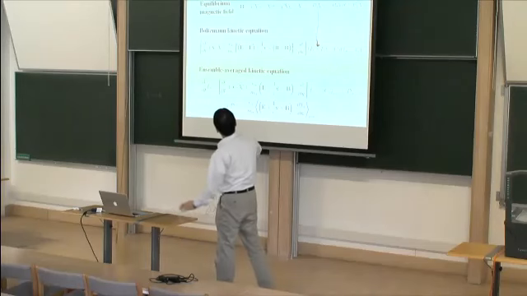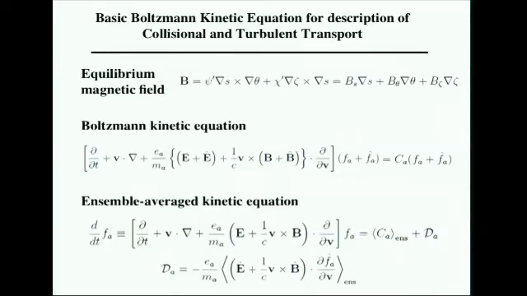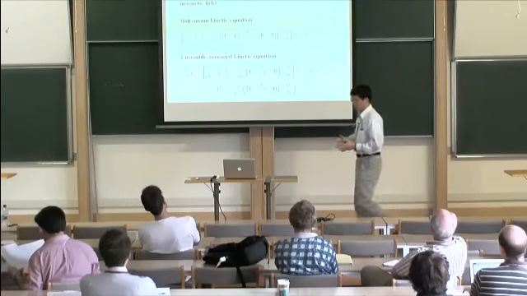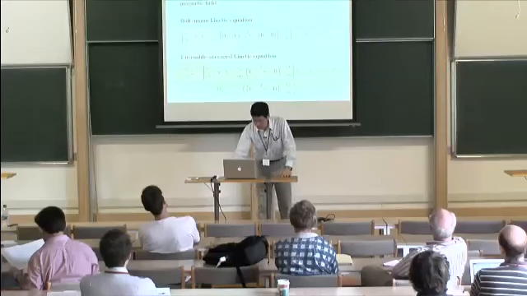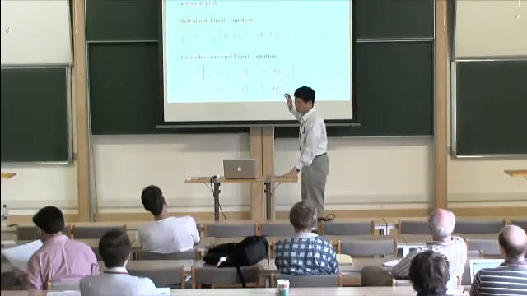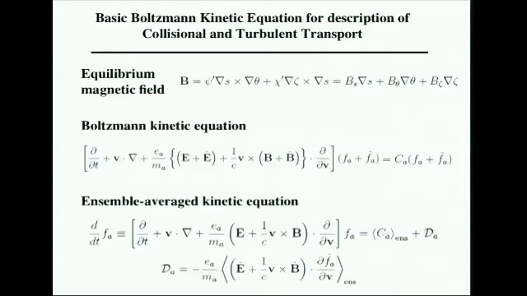And now let's return to the basic Boltzmann kinetic equation for description of collisional turbulent transport. Here we assume the equilibrium magnetic field forms nested toroidal surfaces. Then, as you all know, the basic Boltzmann kinetic equation is given by this.